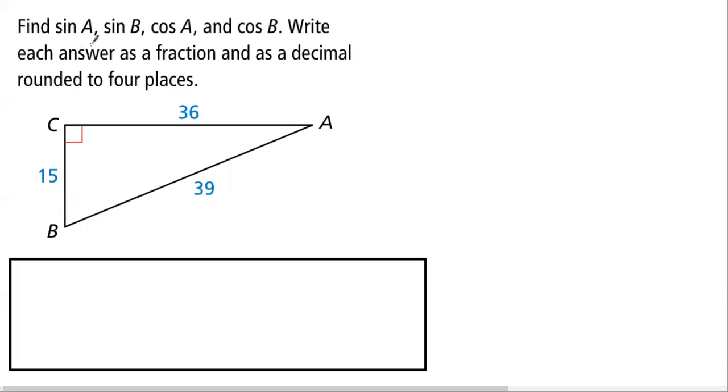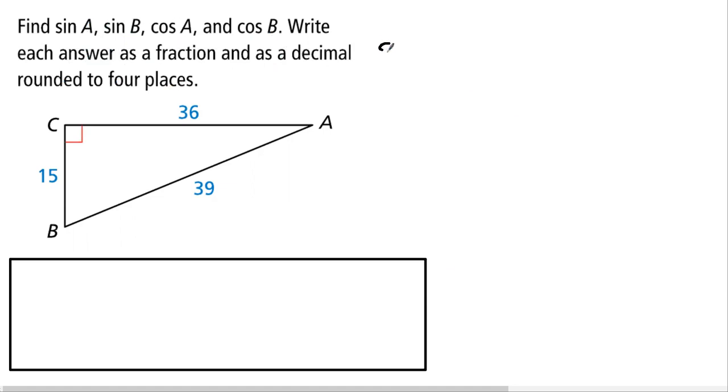Find the sine of A, sine of angle B, cosine of angle A, and cosine of angle B. Write each answer as a fraction and as a decimal rounded to 4 places. All right, so we have 4 different pieces here. So let's just start with our sine of angle A.